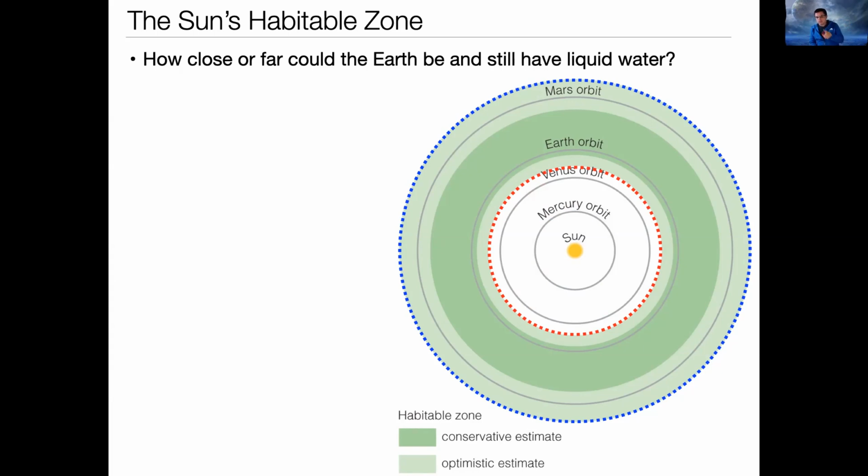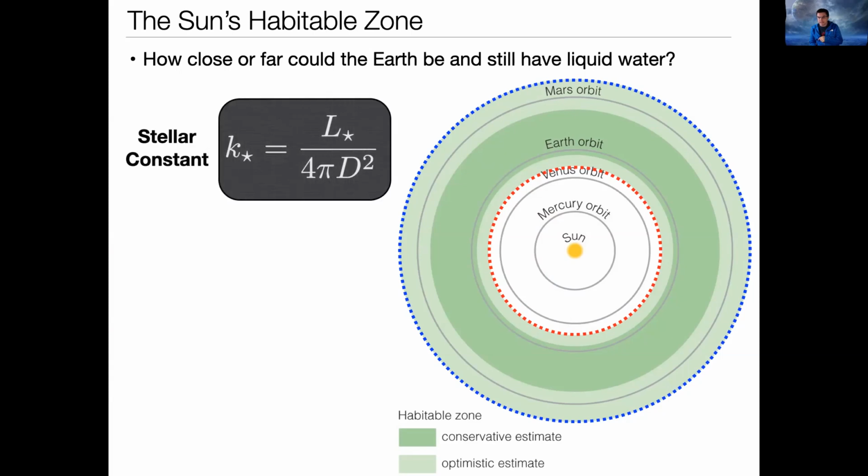So from the perspective of the parent star, what matters is how much energy you're getting from the star. And we call that the stellar constant. If you're talking about the sun, it's usually called the solar constant. So if you go look it up on Wikipedia, it'll be called the solar constant. We usually call it little k, and it depends on these properties that I've written here in this equation.